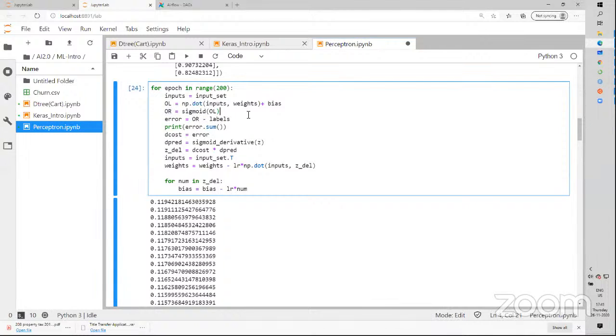Now, what is our error? Error is OR minus the labels. So this is our error. And we want to print the sum of the error. In fact, if we square them, then that would be better, but we are not squaring it. We are directly summing it. That's okay. It's still fine.